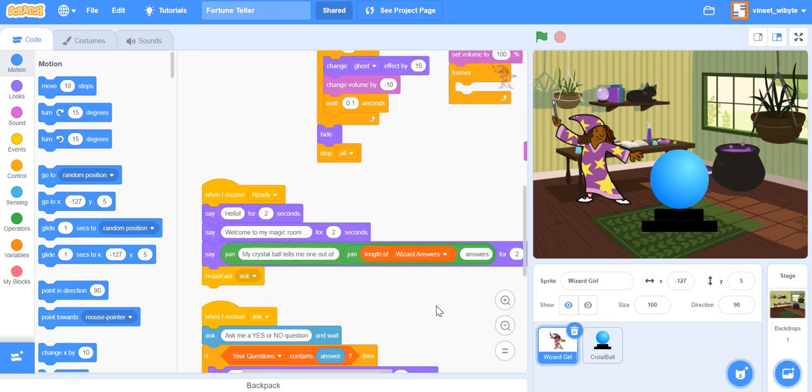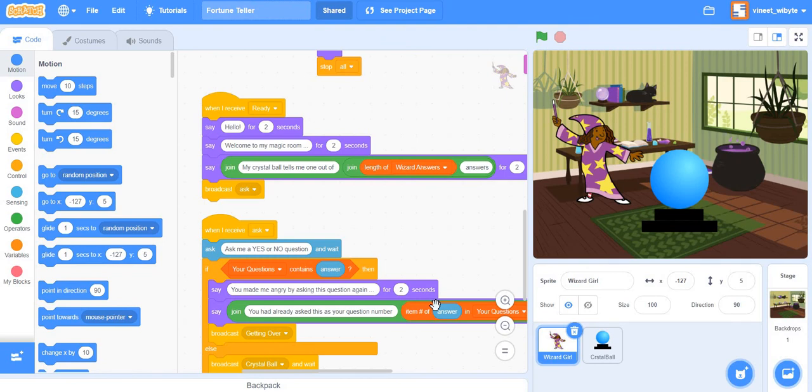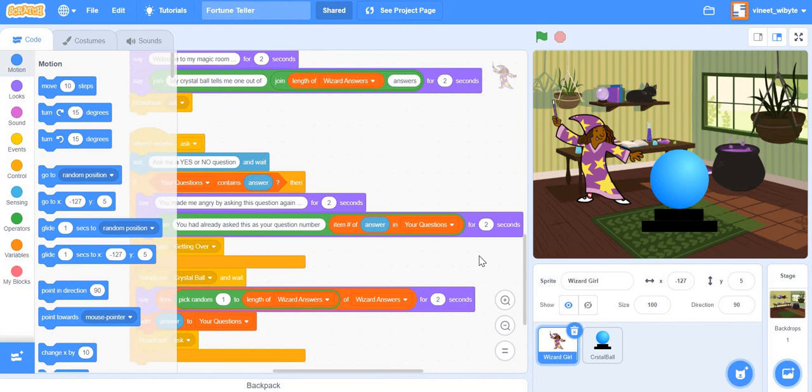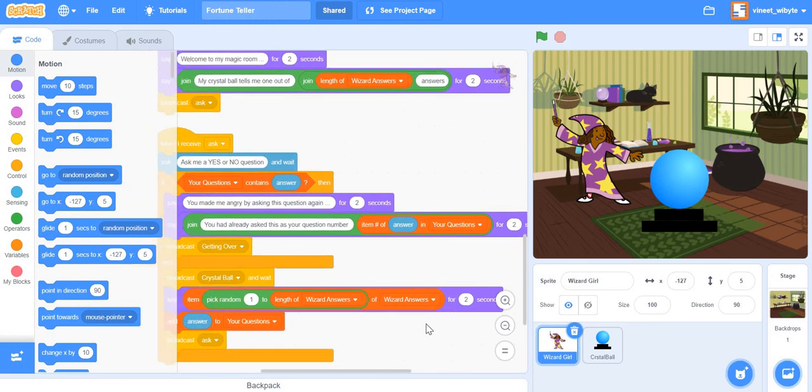Now when wizard has to determine whether you have asked this particular question, right? That time it should use item number. That's because all the things that you are asking are getting stored in this list called your questions. Now wizard must figure out inside which compartment of your questions does that specific question lie, and that's how it figures out that you have asked this question, maybe question number 2 before or question number 3 before, and so on and so forth. And hence here I use item number of answer, right? So this is when the wizard figures out that the question has been asked before, right?